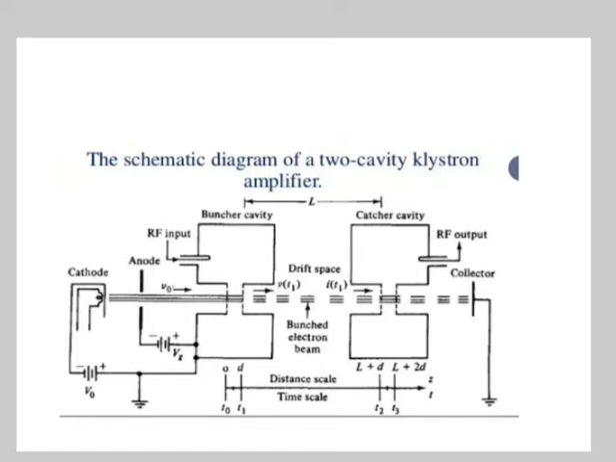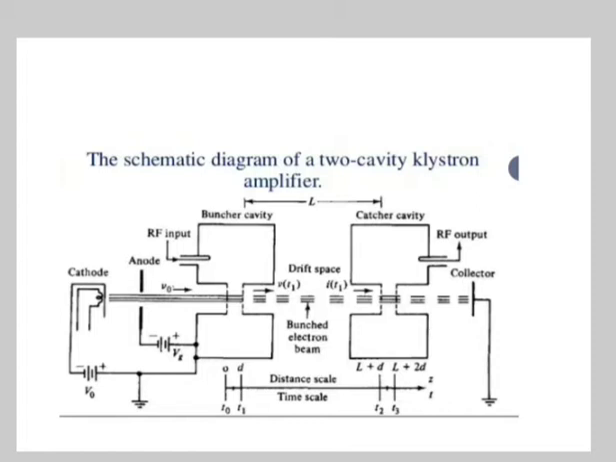It is clear that the electrons that leave the first gap with higher velocity catch up with those that left earlier with slower velocity, thus forming a bunch. This phenomenon is commonly known as bunching. It is the result of the velocity modulation produced at the first gap.